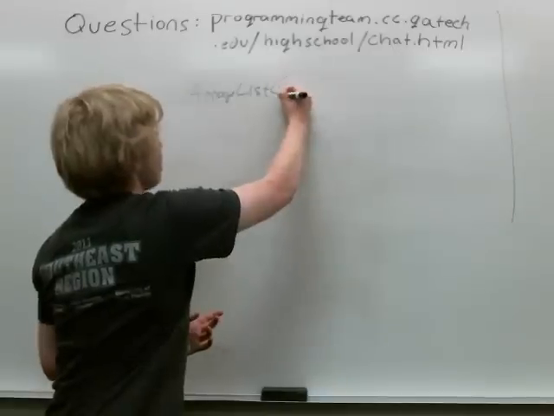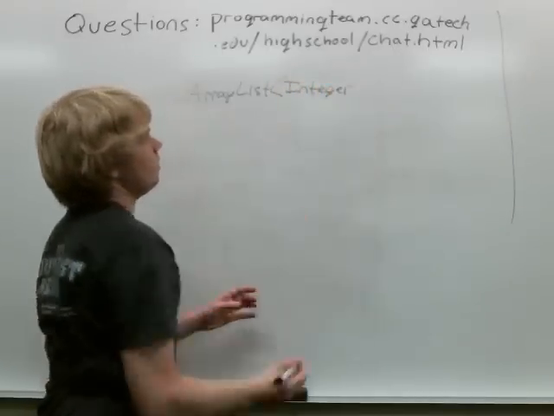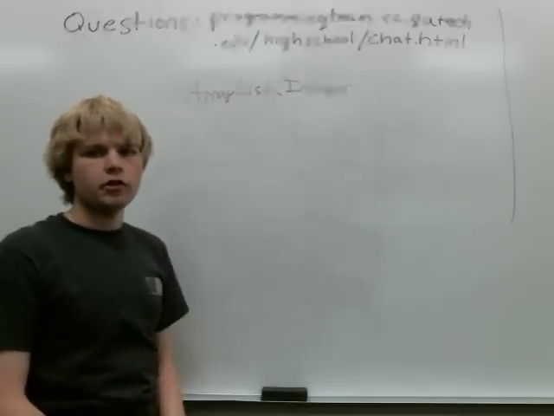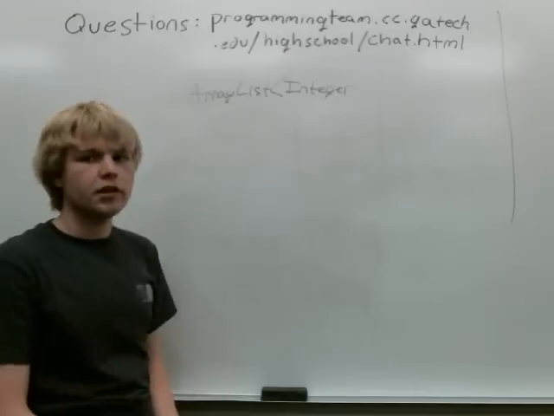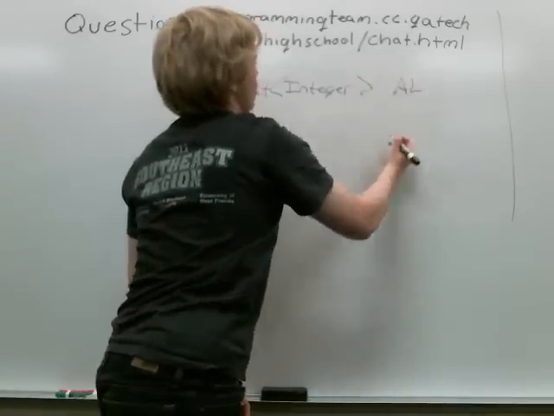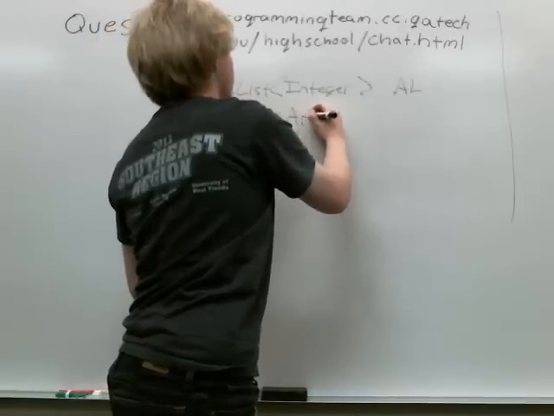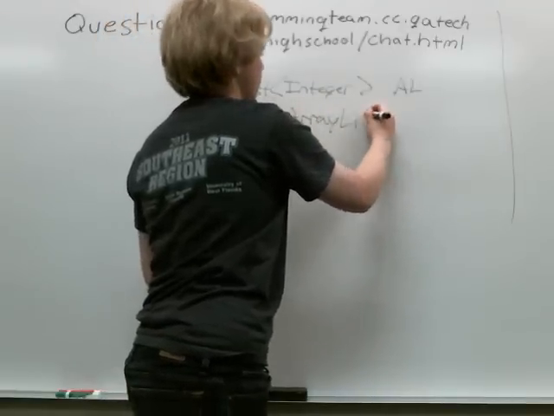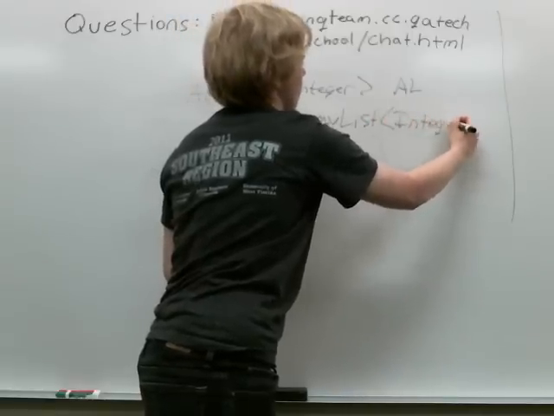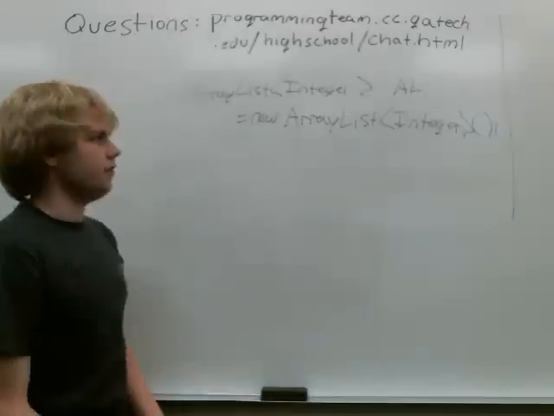And just like with the linked list, you're going to have to tell Java what you want your array list to hold. So in this case, we're going to just create an array list of integers. I'll just call it array list. New array list. So now we have an array list of integers.